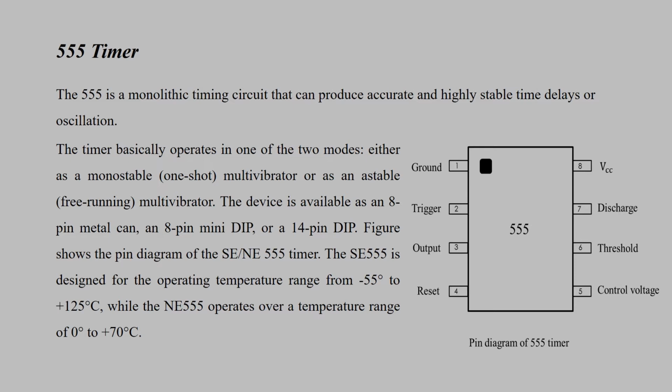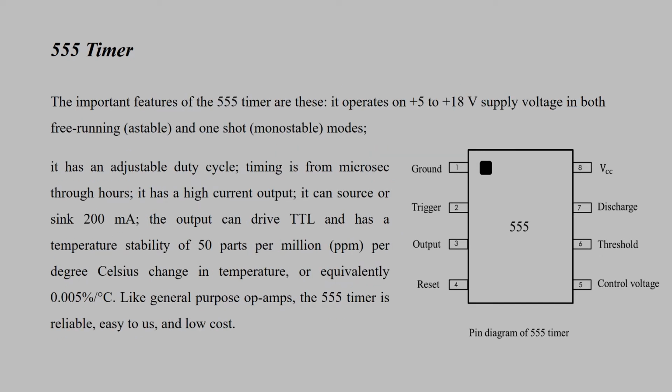SE 555 is designed for an operating temperature of -55 to 125 degrees centigrade, while NE operates over a temperature range of 0 to 70 degrees centigrade. Functionally, they are the same. The important features of 555 are that it operates on a +5 to +18 volt supply voltage in both free running and one-shot modes. It has an adjustable duty cycle.